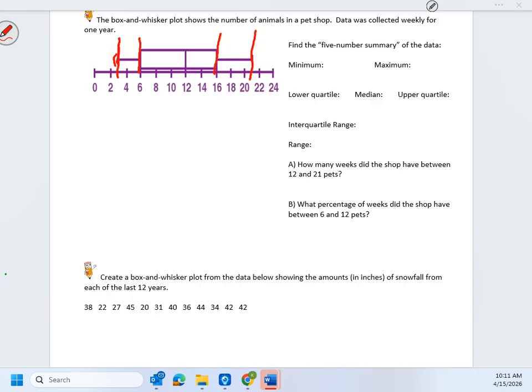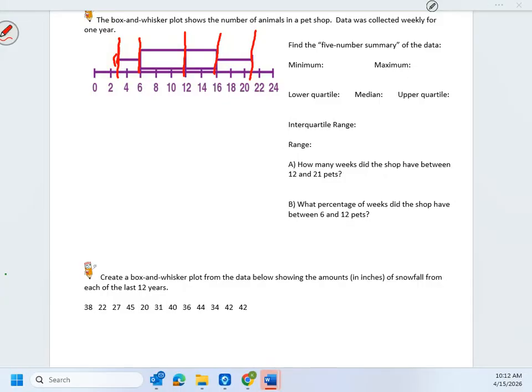So where's my median? Where's the median score? Jack? Tell me where I find it. Don't tell me what it is. Okay, in the middle of the box right there. In the middle of the box. The line in the middle of the box is the median.